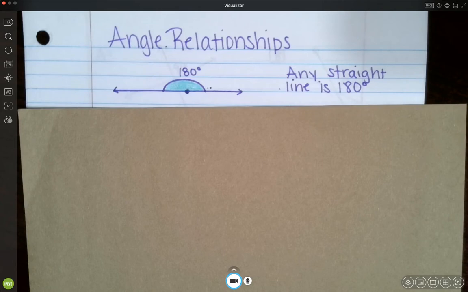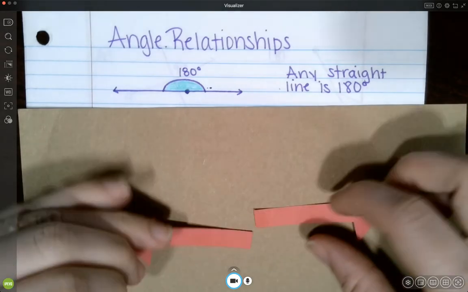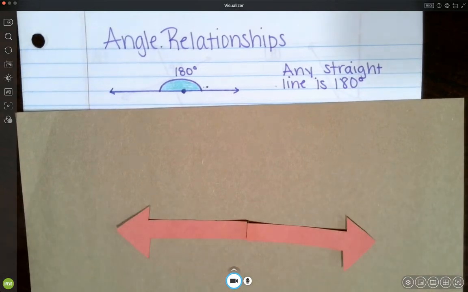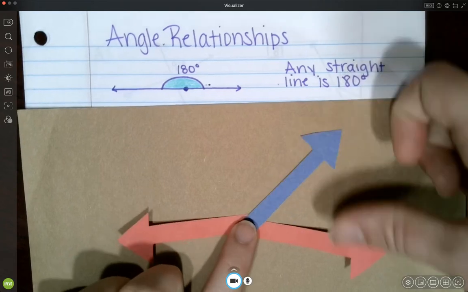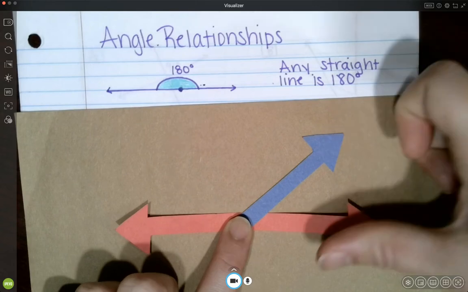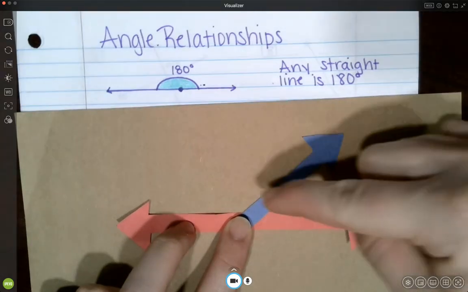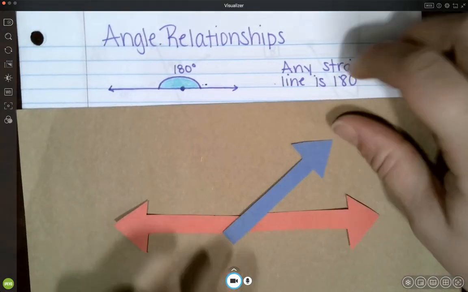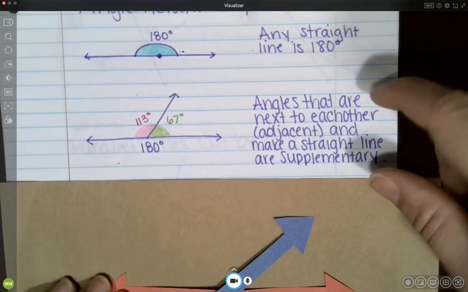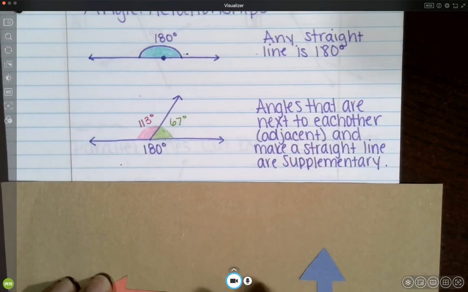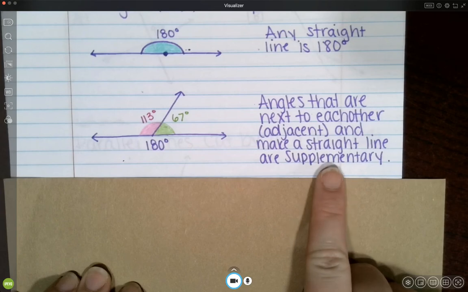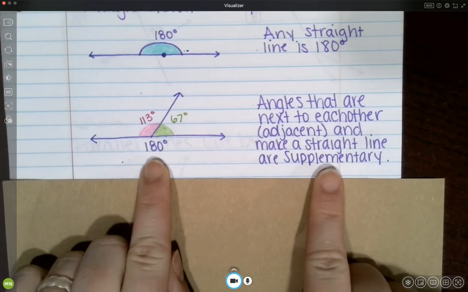Now, sometimes we have this straight line that we said was 180 degrees, and sometimes there is another piece that cuts into it. It does not change that the red angle was 180. All it changes is that I have two angles that make that angle. So what we need to understand is angles that are next to each other, and we call that adjacent. Adjacent is when angles are next to each other. They make a supplementary angle. Supplementary means adds to 180.